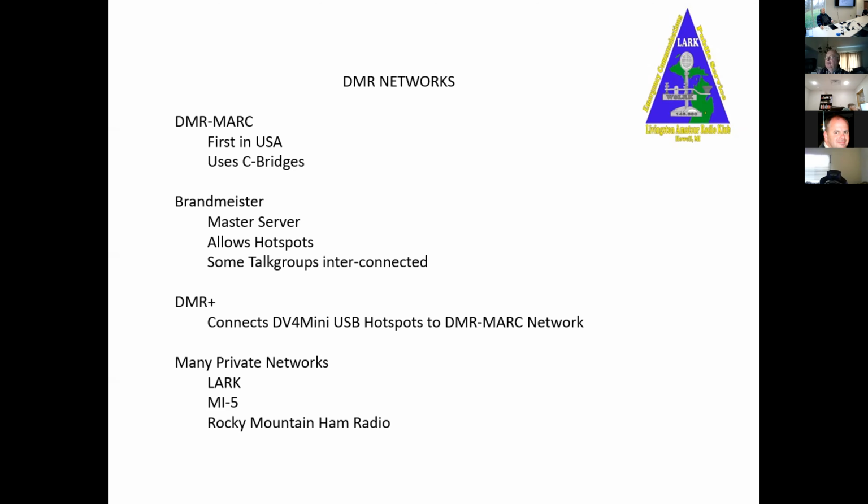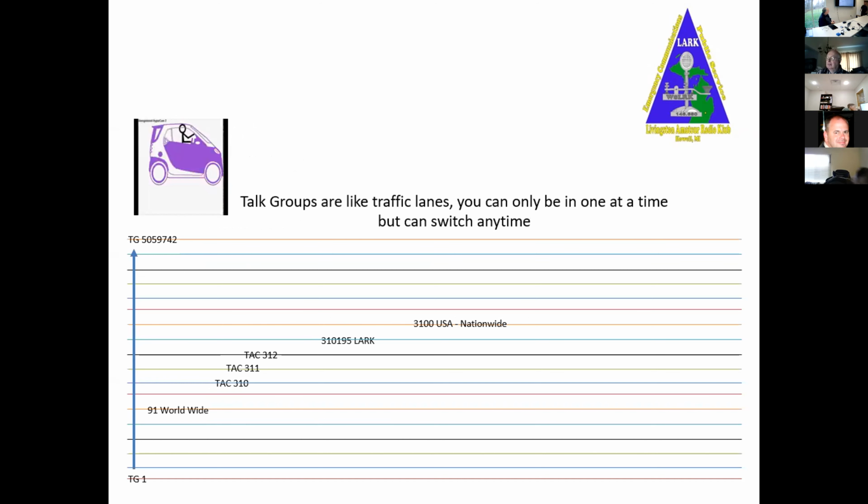Okay. There's a lot to really embrace with any of the digital modes, and DMR is especially complex, but boy, it's really rewarding once you get the fundamentals down. There's so much you can do with it. So talk groups are like traffic lanes. You can only use one at a time. Forget about promiscuous right now, which we talked about. Talk groups can only be used one at a time. Okay. But you can switch lanes anytime you want. Just turn on your turn signal, right?